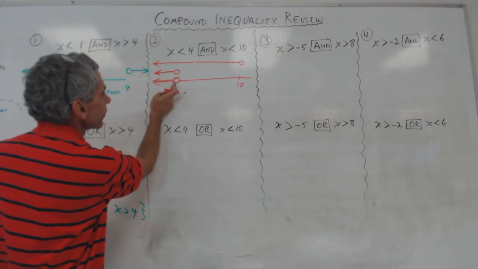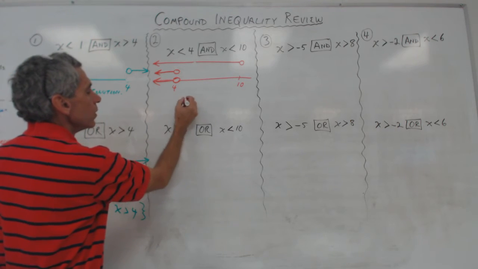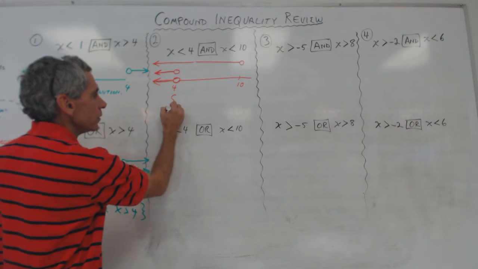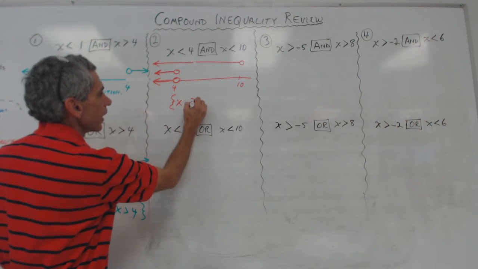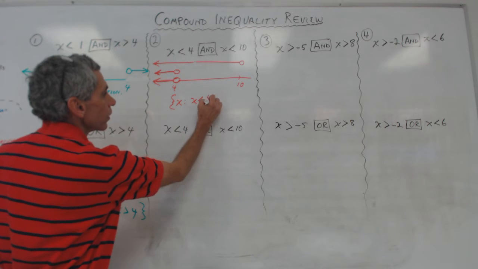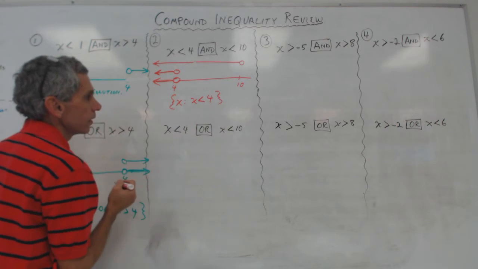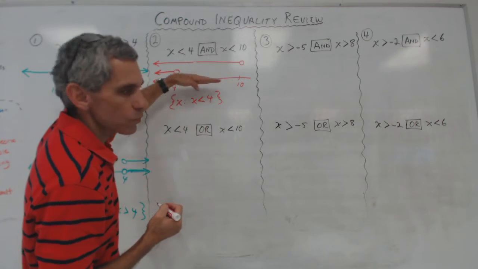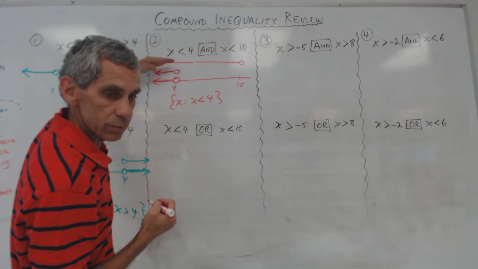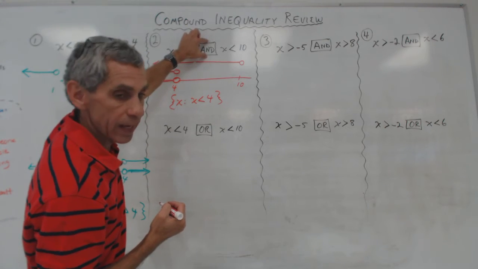Because this is the only place starting here but not including 4. So my answer is the set of all x's such that x is less than 4. Okay? So I'm only bringing down to this number line what's true in this scenario with the "and".